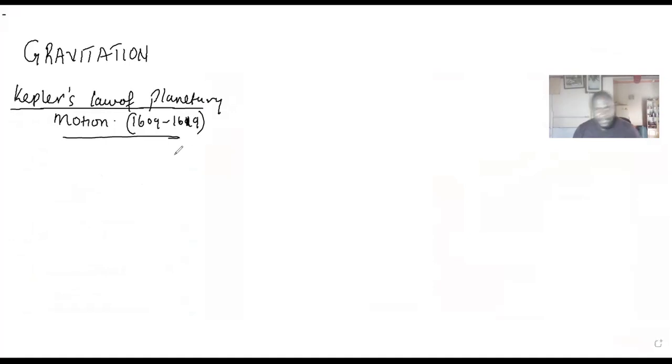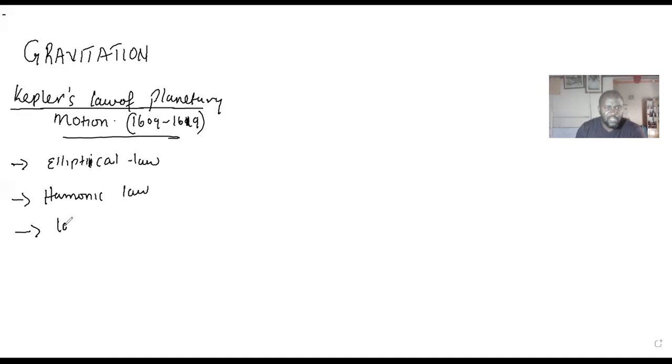So this gentleman, Kepler, suggested for us 3 laws. One, we have what we call the elliptical law. We have what we call the harmonic law. Then we also have what we call the law of equal areas.